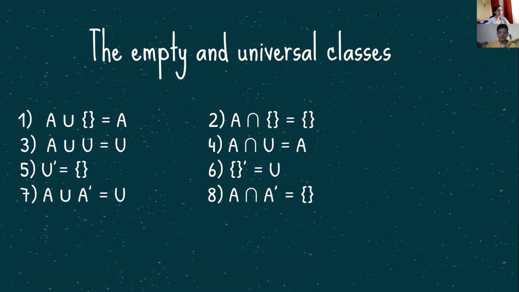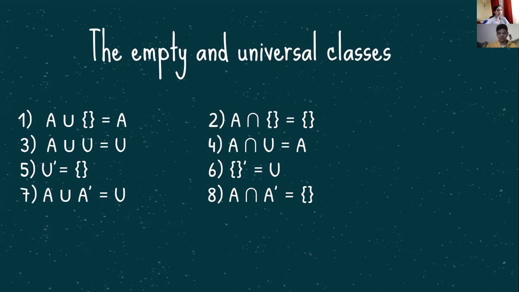One last concept that we will need: the empty and the universal classes. A union the empty class is just A, and this comes from the fact that the empty class is a subclass of any class. The empty class is a subclass of A, and A union any of its subclasses is just A. The same goes for the intersection: A intersection the empty set is just the empty set. A union the universal class, or the class of all elements, is just the universal class, and this comes from the fact that A is a subclass of the universal class. So U union any of its subclasses is just U.